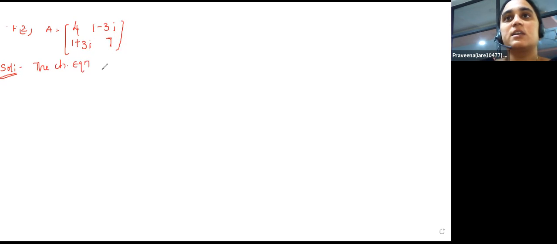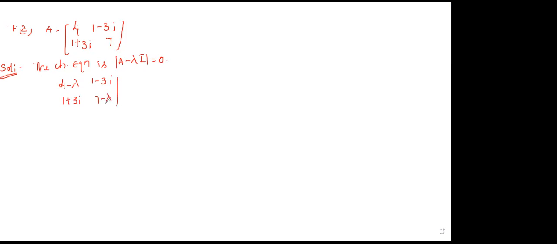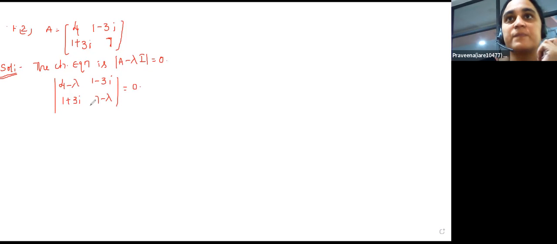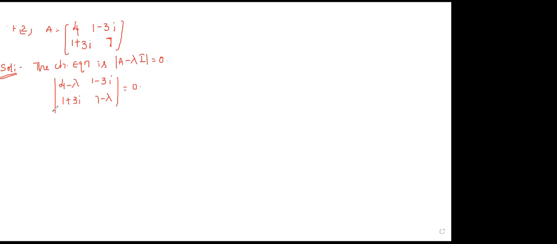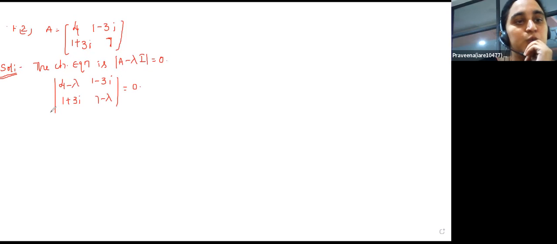The characteristic equation is that determinant of A minus lambda I is equal to 0. For that, 4 minus lambda, 1 minus 3i, 1 plus 3i, and 7 minus lambda. Determinant, 36. For that you get 2 eigenvalues. It is a 2 by 2 matrix, right?